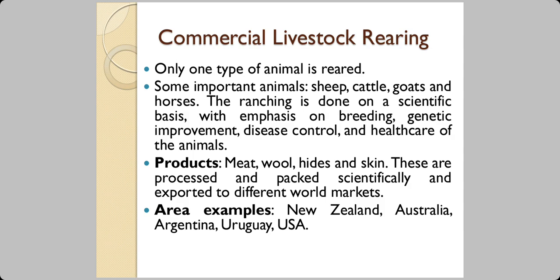The products may be meat or wool, hides, and skin, and these are processed and packed in a scientific manner and exported to different world markets. The best examples are New Zealand, Australia, Argentina, Uruguay, and the United States of America. Out of this, New Zealand, Australia, and Uruguay, they are good producers of wool.